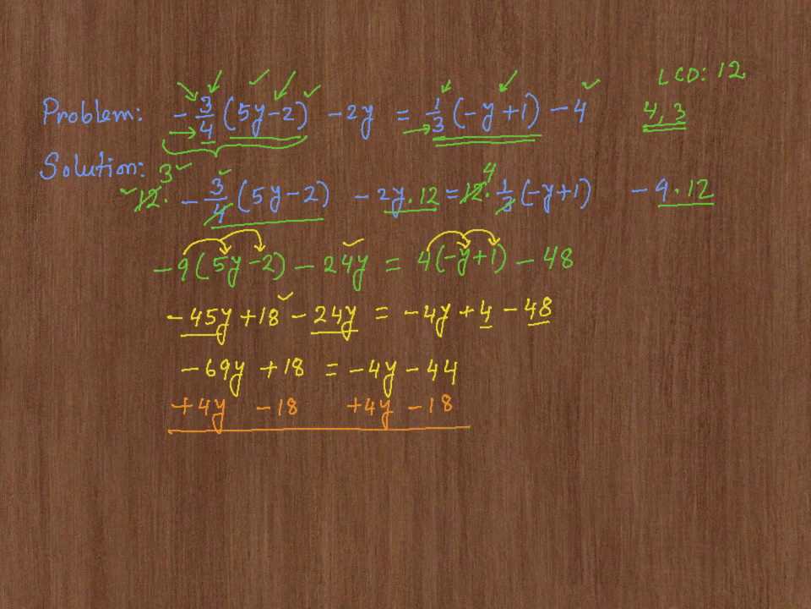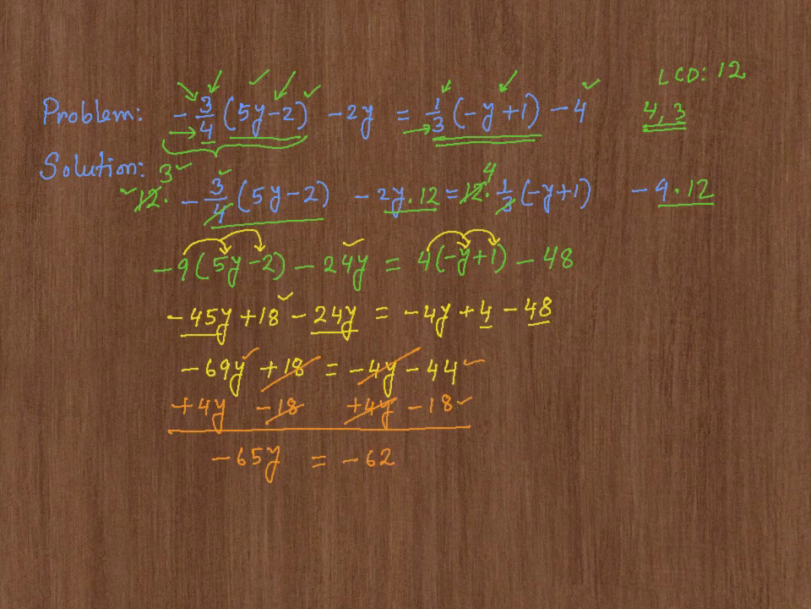Now on the left hand side, positive 18 and negative 18 cancel out. Negative 69y, with that I add 4y, that gives me negative 65y, and on the right hand side, negative 4y and positive 4y cancel. From negative 44, I subtract 18, that's going to give me negative 62.